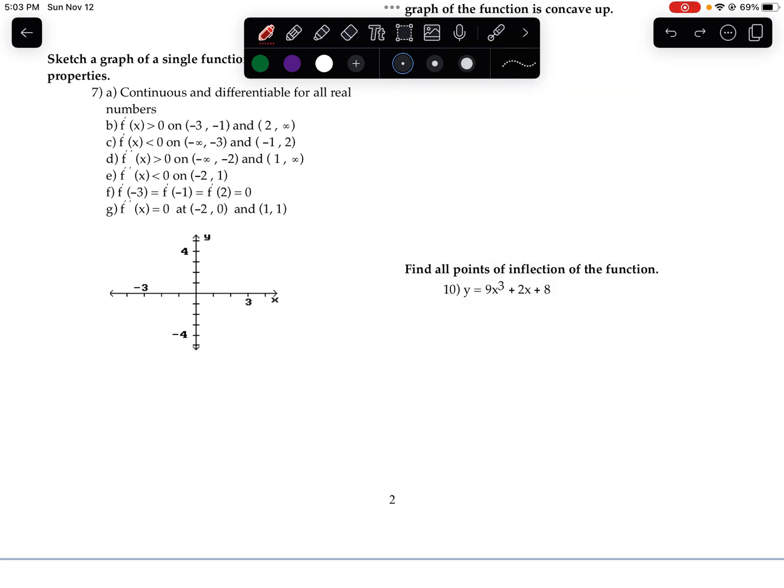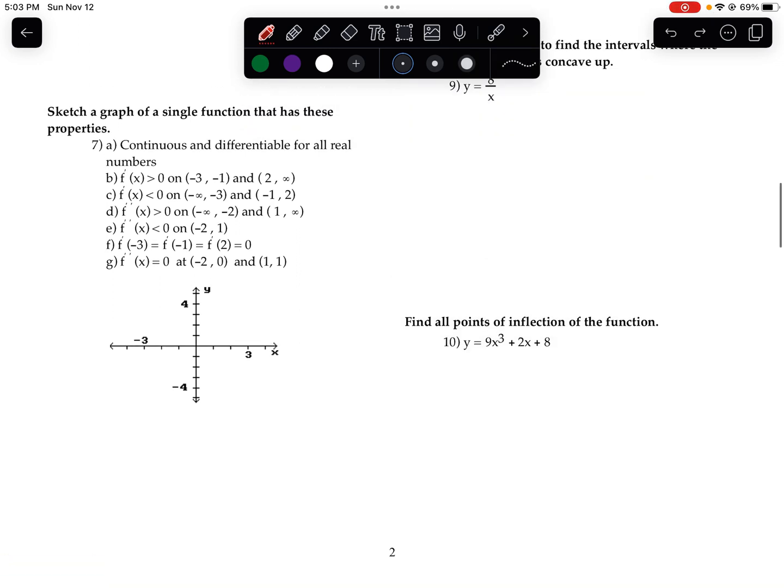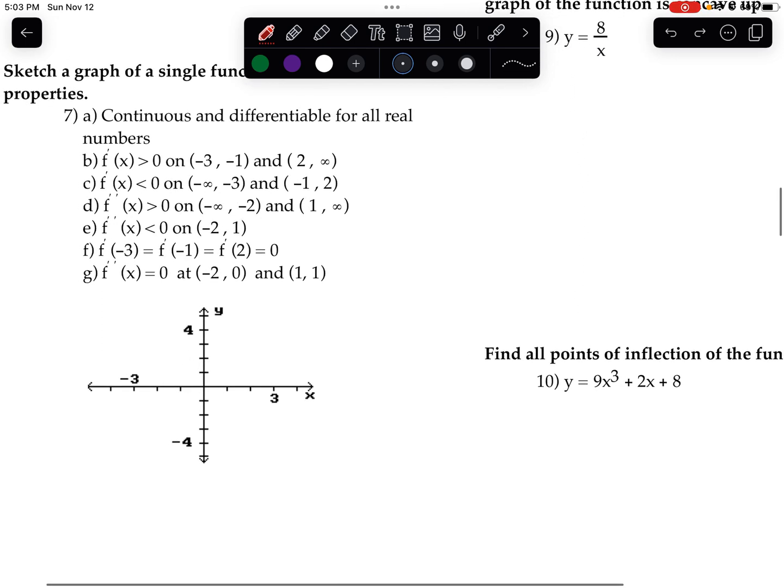So here we're going to sketch a graph of a single function that has these properties. It's continuous and differentiable, and then it's going to talk about increasing and decreasing. It's going to talk about concavity, some inflection points, and these are the critical points.